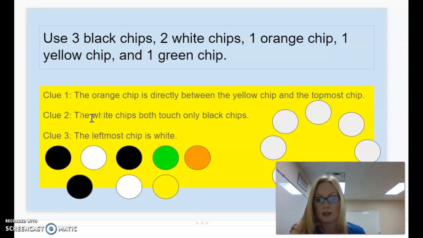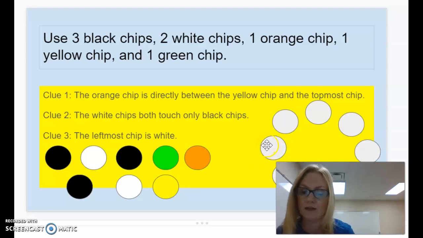So the first clue says the orange chip is directly between the yellow chip and the topmost chip. Now topmost just means that would be this chip here, the topmost. The second clue says the white chips both touch only black chips. And the third clue says the leftmost chip is white. So again, with that vocabulary, leftmost would be this one because that is the leftmost.